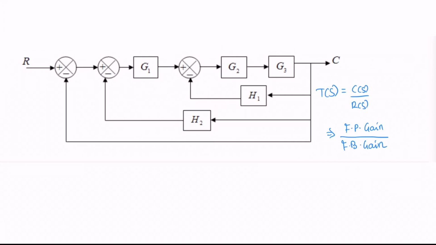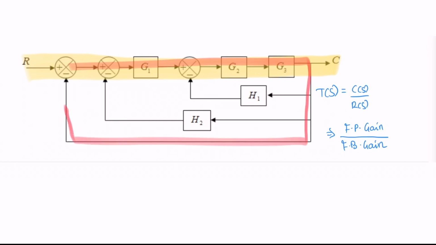In the given block diagram, one forward path and three feedbacks are available. This is one feedback, this is the second feedback, and this one is the third feedback.